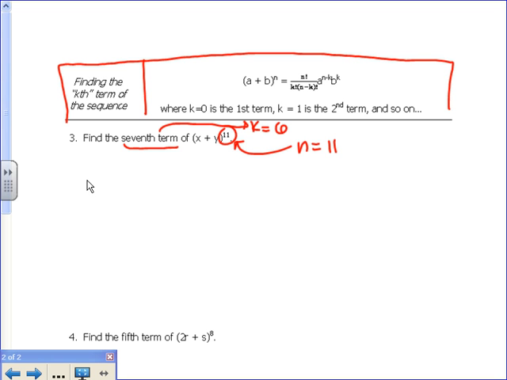So let's go ahead and plug this in. So I'm starting off with x plus y to the 11th power. That's what they started me off at. And I'm going to plug these numbers in. My n is 11, so on top I have 11 factorial.